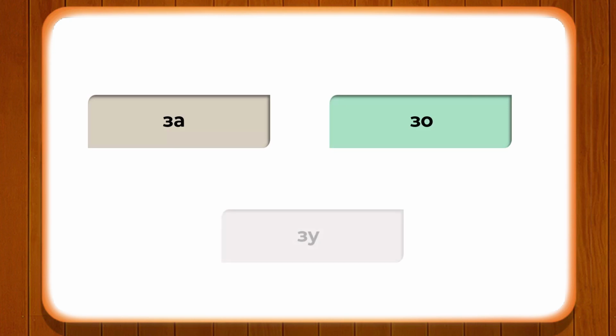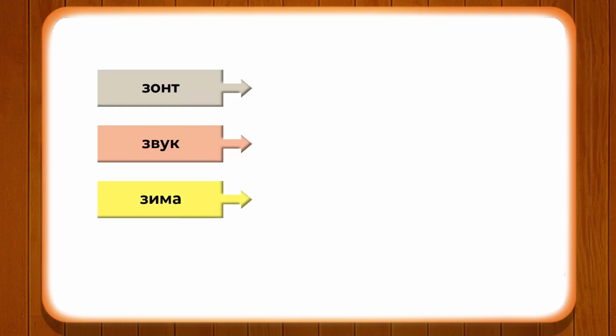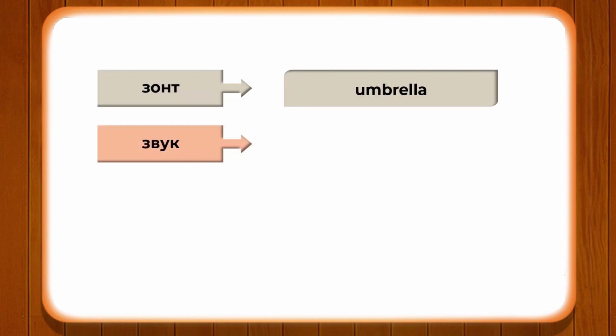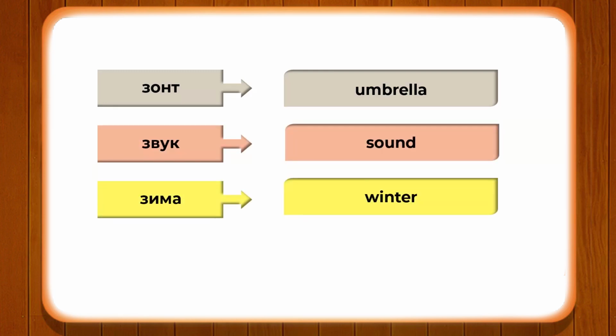Now, let us go ahead. Here we have a combination of certain other letters as consonants and vowels. We have za, zo, and zu. So, here we have certain other words from the Russian language. We will pay attention to how to pronounce them and we will know their meaning as well. So, we have words like zond, zvuk, zima, and zapark. The meaning of zond is umbrella, zvuk means sound, zima means winter, and zapark means zoo.